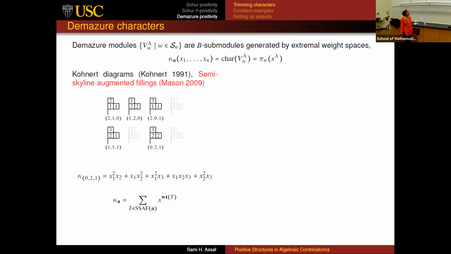Okay, but I want to do combinatorics. So I couldn't not mention Kronecker diagrams. I'm so obsessed, I'll cop to that. But the model that is maybe the prettiest for this picture and works very elegantly is the semi-skyline augmented fill-ins by Sarah Mason, which I should have called this object A, because then I would be able to get my name in the slide, but I didn't think about that in time. But these are due to Mason, and she studied these a lot, and they're going to come up repeatedly.